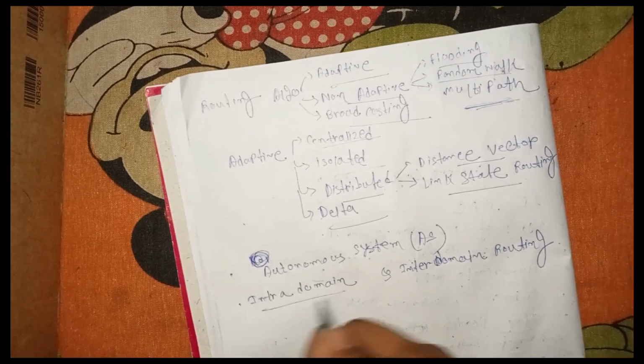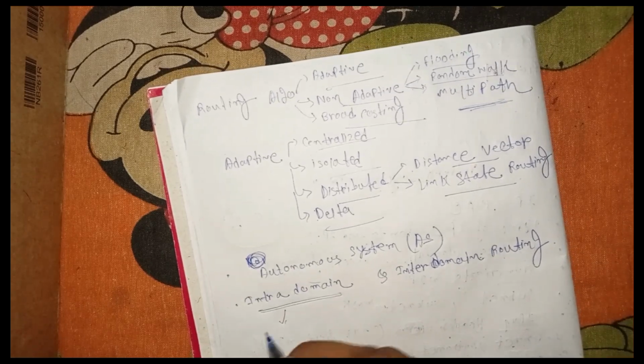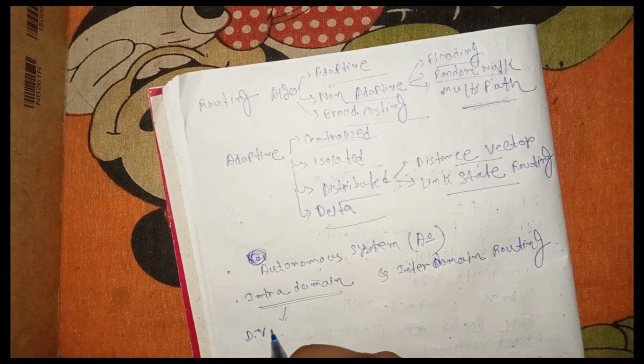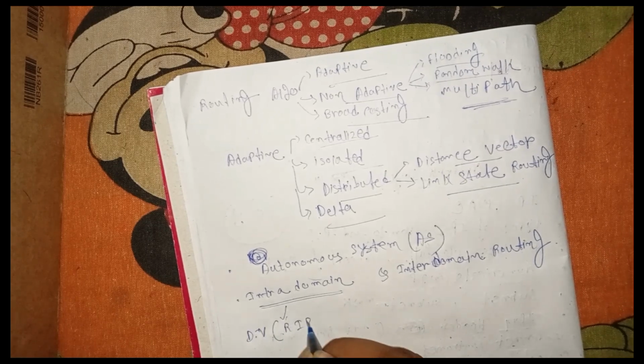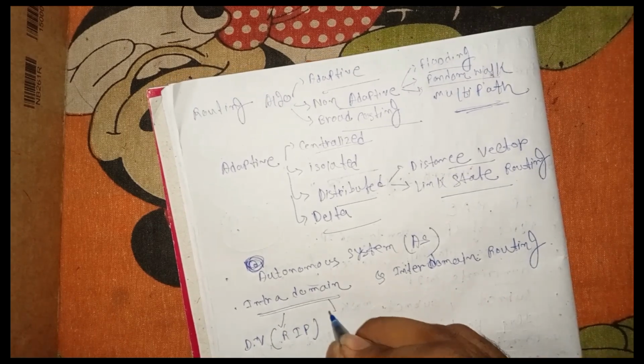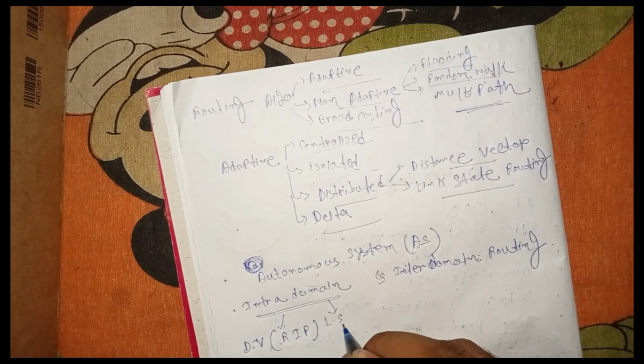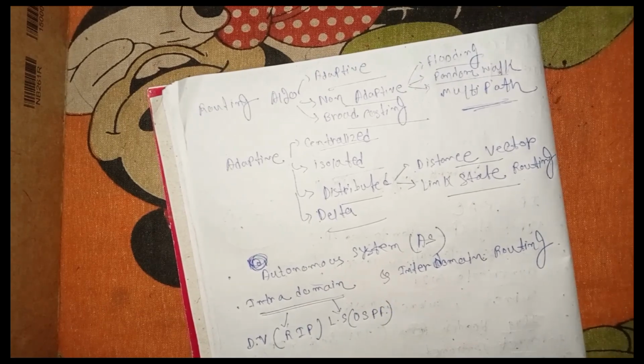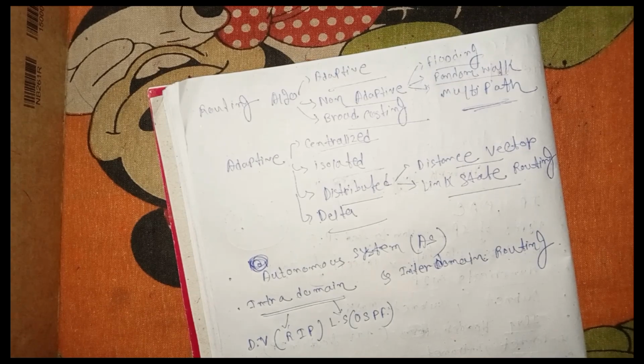Okay, in intra-domain routing we have distance vector, where we use RIP, the Routing Information Protocol, and link state, where we use the Open Shortest Path First method, OSPF.